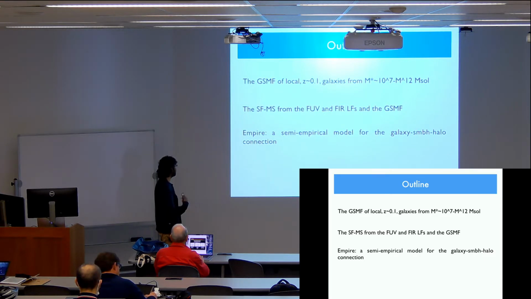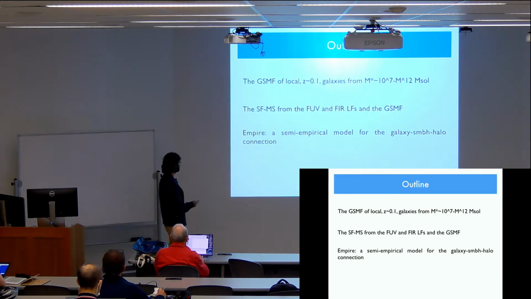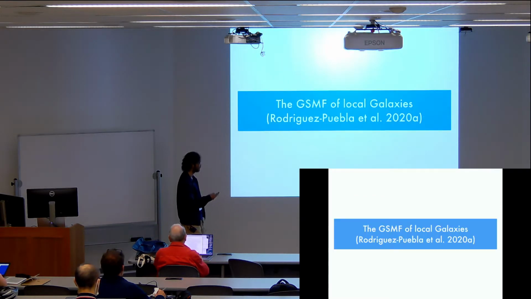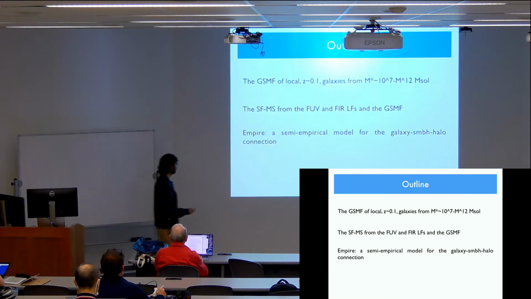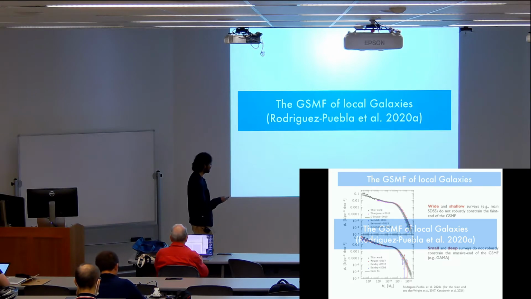I will start by describing how we compute a new galaxy stellar mass function at redshift 0.1. The main point here is that we constrain it from very small galaxies, dwarf galaxies, to very massive galaxies that are the centers of clusters. I will also show how the star-forming main sequence is consistent with the evolution of the far ultraviolet and far infrared luminosity functions and the galaxy stellar mass function of the galaxies. Okay, so I will start first with the galaxy stellar mass function of local galaxies.